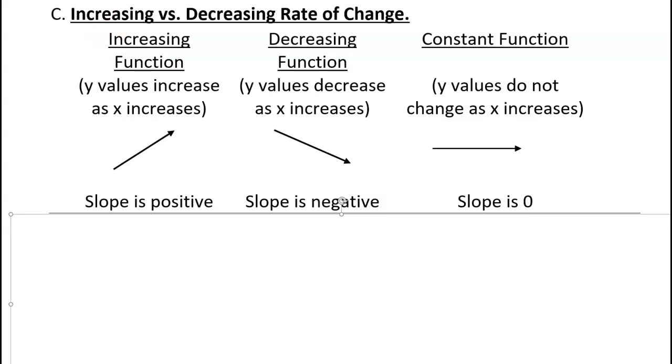All right, so increasing versus decreasing rate of change. Remember, that's just another word for slope, okay? And I actually just realized I had an error there. I had increasing versus decreasing rate of change, but it shouldn't say rate of change or slope, it should say function. Okay, so on your notes, fix that. If your notes say rate of change or slope there, put the word function here.